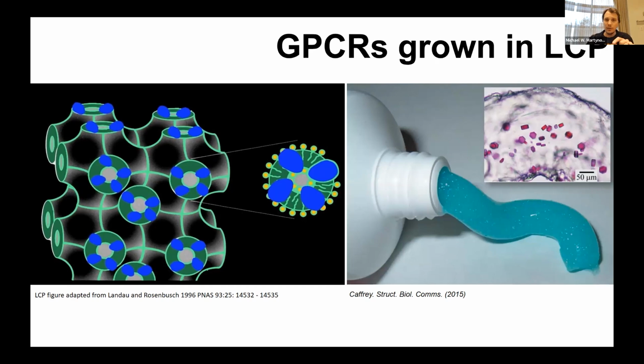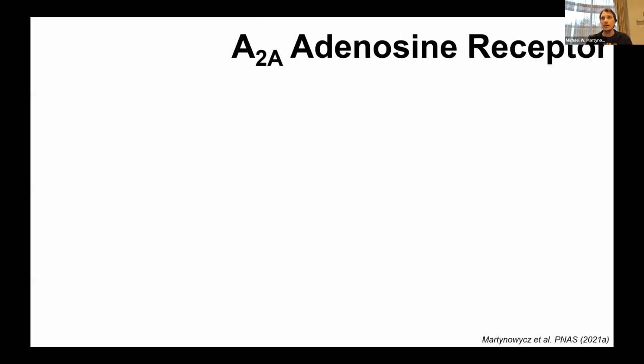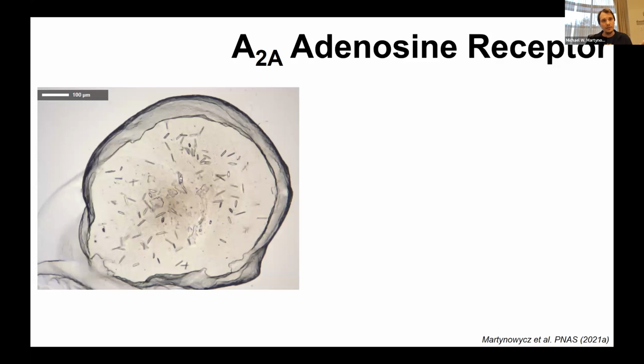So the first one we looked at was called the A2A adenosine receptor. This is important for things like Parkinson's disease in your brain and some other issues that can happen in your lungs. Together with the Cherezov lab at USC, we grew crystals that looked like this, very big. And our first attempt at determining this membrane protein structure using micro-ED was, okay, we will just pluck the crystals, because we can see them, out of the LCP and put them on TEM grids. This was very challenging, but we accomplished this.